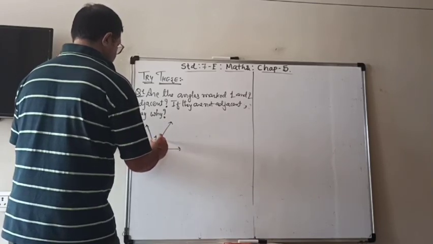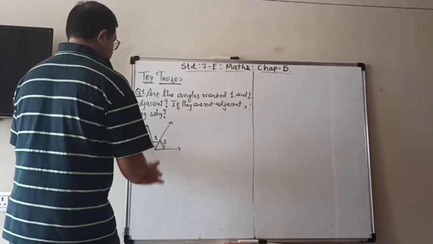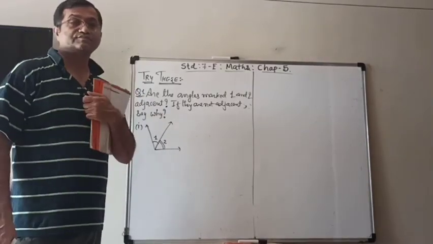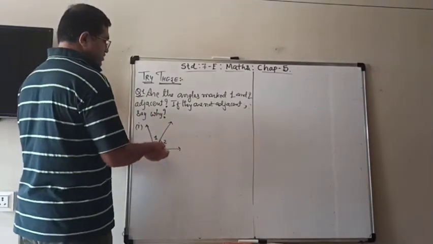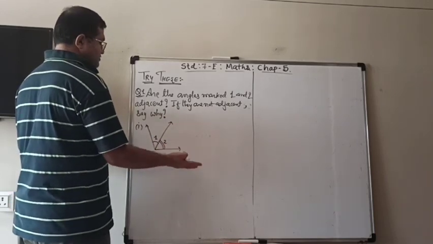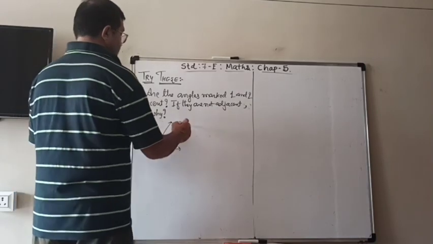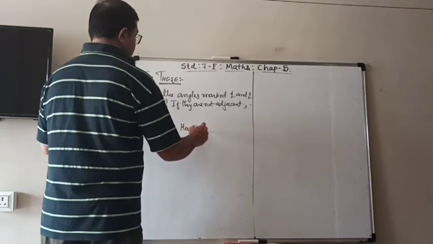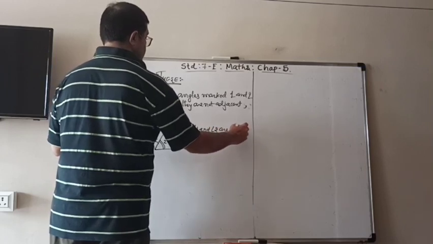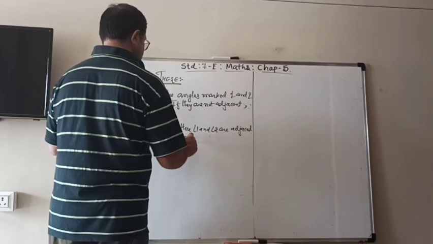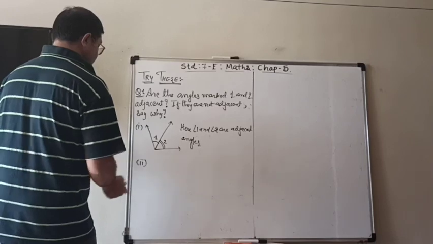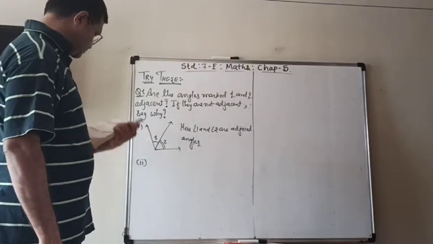This is angle 1 and this is angle 2. So here you can see that angle 1 is this side, angle 2 is this side, this is the common arm, this is the common vertex, and the non-common arms are on the other side. Therefore, we can say that here angle 1 and angle 2 are adjacent angles. That is simple.